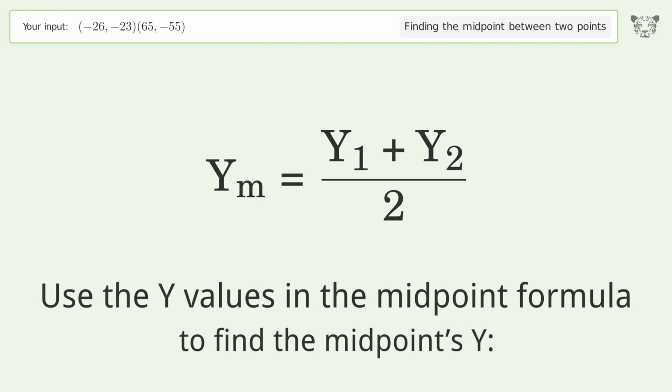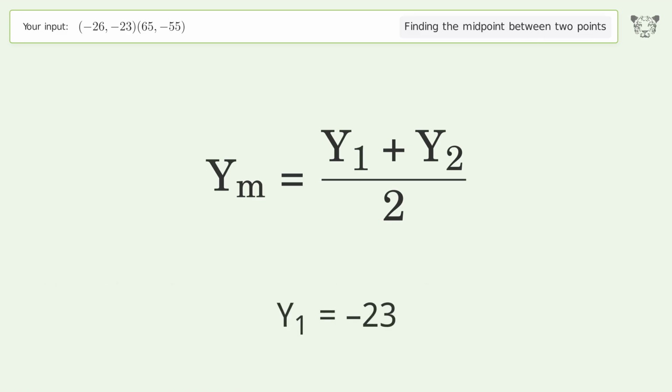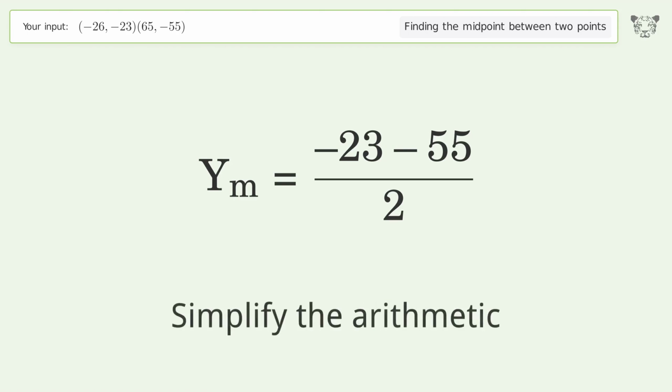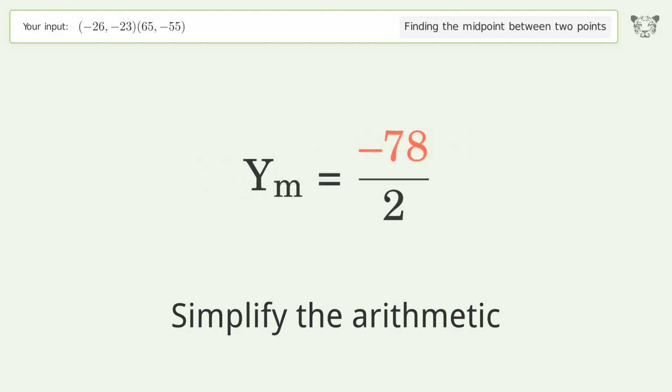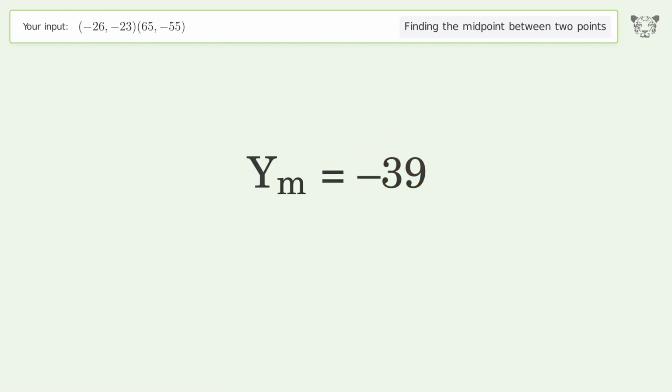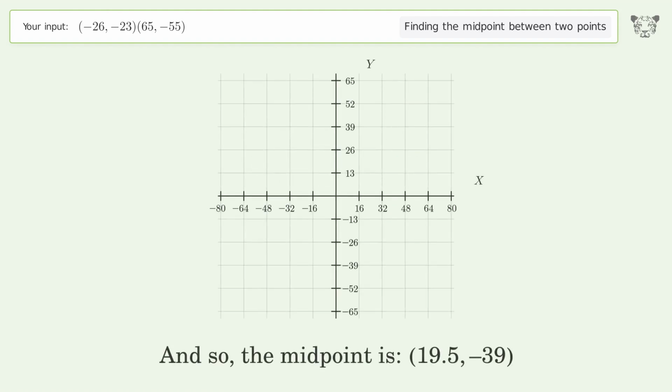Use the y values in the midpoint formula to find the midpoint's y. y1 equals -23. y2 equals -55. Simplify the arithmetic. And so, the midpoint is 19.5, -39.